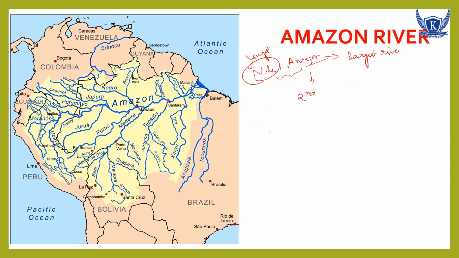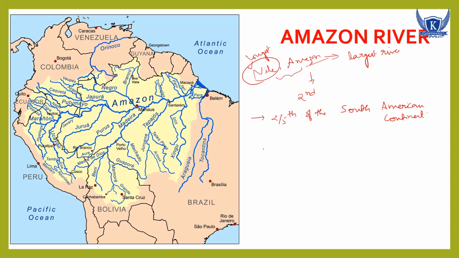Now, see here how much area it is covering in the continent. Nearly it spans 2/5 of the South American continent. So, it is occupying nearly 2/5 of the South American continent. So, what are the countries through which it passes? The drainage system of this river is.